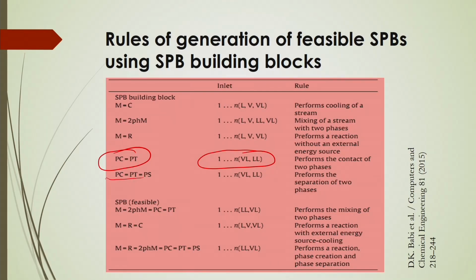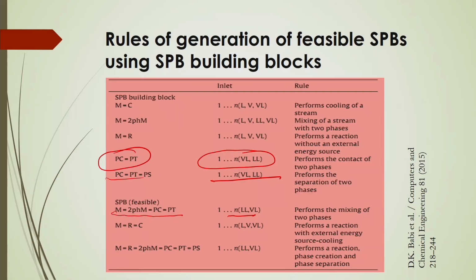Again then phase contact, phase transition and phase separation, if you are considering as SPB building blocks, in that case again here you have to perform the separation of two phases under this inlet of vapor liquid and liquid streams. And what are those feasible SPBs based on these SPB building blocks? In that case, if we are considering this M2, PSM, PC and PT, that means here mixing, two phase mixing and phase contact and phase transition between this liquid and vapor liquid phases. So in that case you have to perform the mixing of two phases.